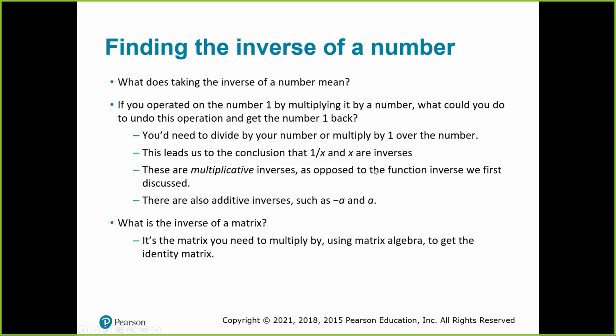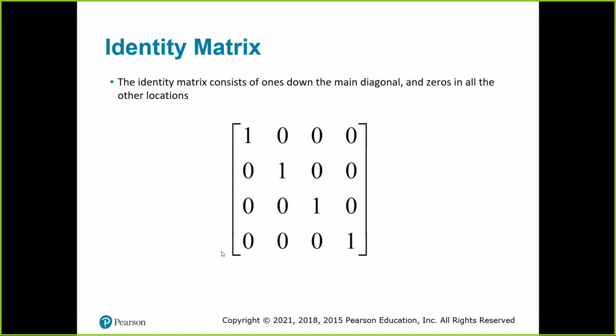Multiplicative inverse is first discussed, and additive inverses such as minus A. So in the matrix, you need to multiply using matrix algebra to get the identity matrix. And the identity matrix is a matrix where the main diagonals are all 1s and everything else is 0s. That's a matrix identity, or an identity matrix.